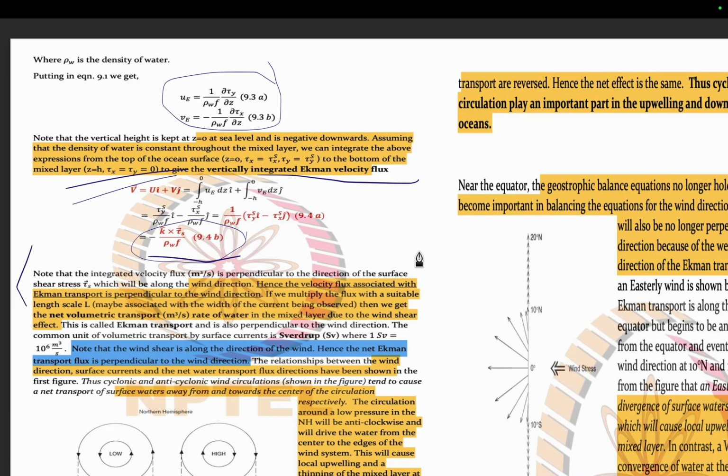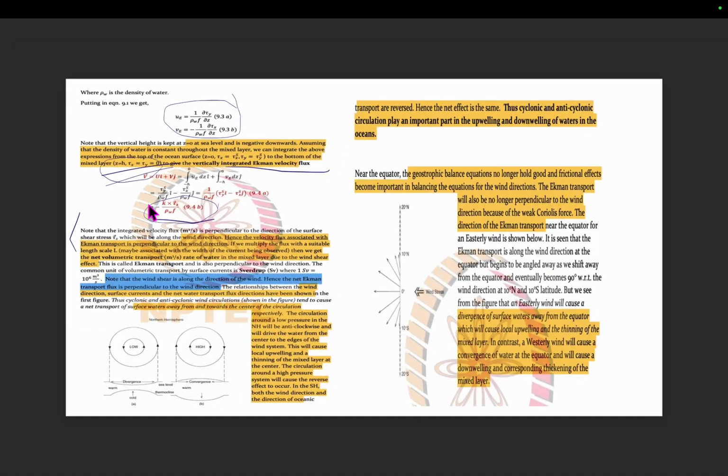Excuse me, ma'am. Yes. What is H? Minus h is the depth where the mixed layer stops, and there is no effect of tau x and tau y at the bottom of the mixed layer.